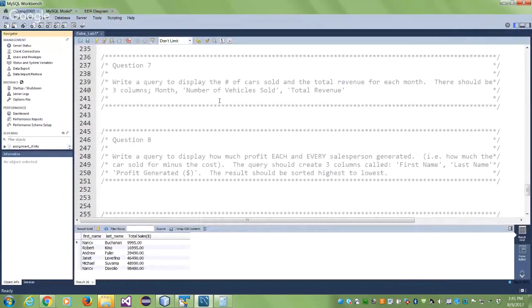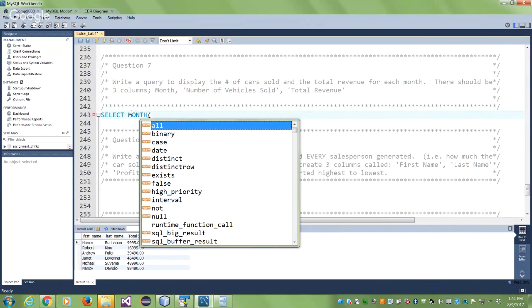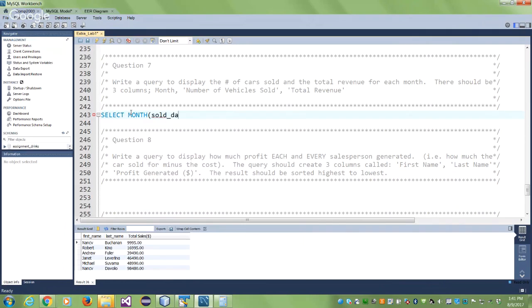It says to display the number of cars sold, and 3 columns: month, number of cars sold. So let's select, we will have to select something for sure, right? And it says we want the month of the date it was sold on. So the function is month. There is a function month, and definitely you will use it on sold date, on a date object, right? You won't use it on a numeric or a text date. So you're saying show me the month of the date it was sold, comma, the number of vehicles that were sold.